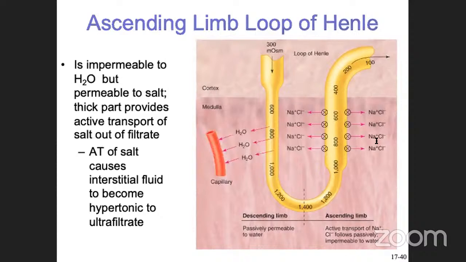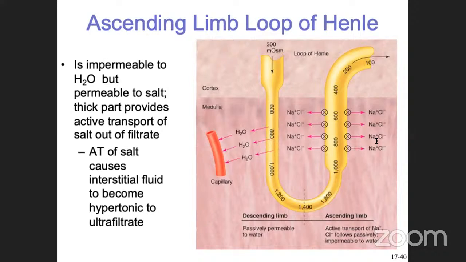The right-hand side, which is another part of the loop of Henle, we call the ascending limb. And this is quite different from the descending limb. The descending limb is a thin structure, whereas the ascending limb is bigger in terms of diameter, and we call it the thick ascending limb.